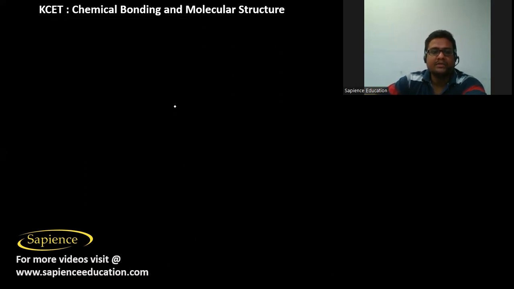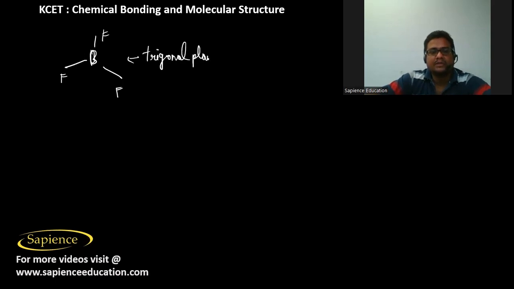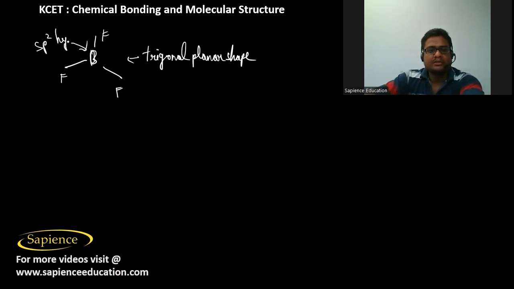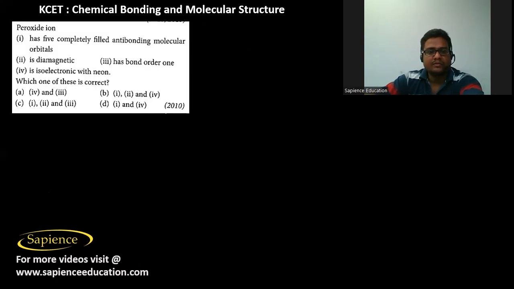Now BF3 is going to BF4 minus. BF3 has a triangular shape, which can be called trigonal planar shape, and it has no lone pair also. So for BF3 we have sp2 hybridization, since it is linked with 3 fluorine atoms.